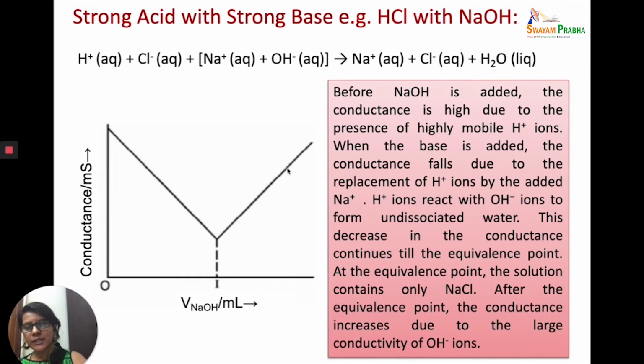After the equivalence point, the conductance continues to rise, but this increase is less steep as compared to the decrease. Why? Because the conductance value of H plus is more than that of OH minus. So while going down, the conductance value falls sharply. While going up, it does rise sharply, but not as sharply as in the decrease. Therefore, you do not get a symmetrical V graph. You in fact get a slightly tilted kind of V graph. So this is about the strong acid, strong base titration.